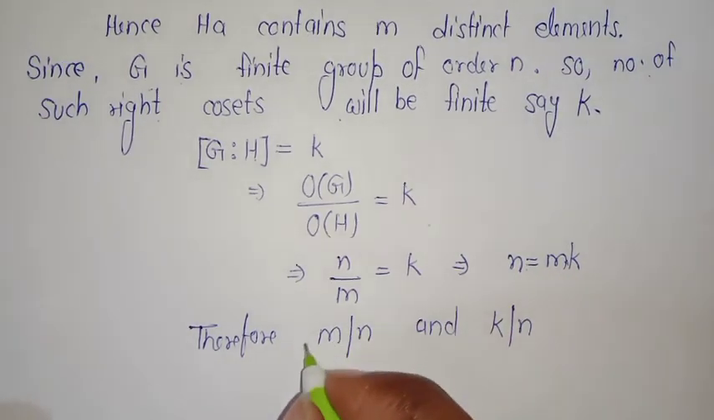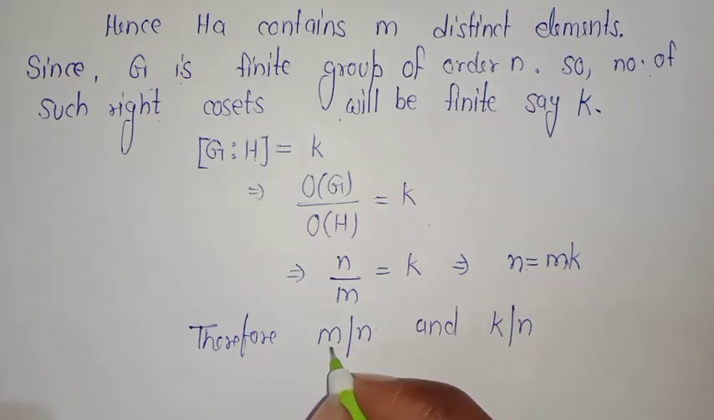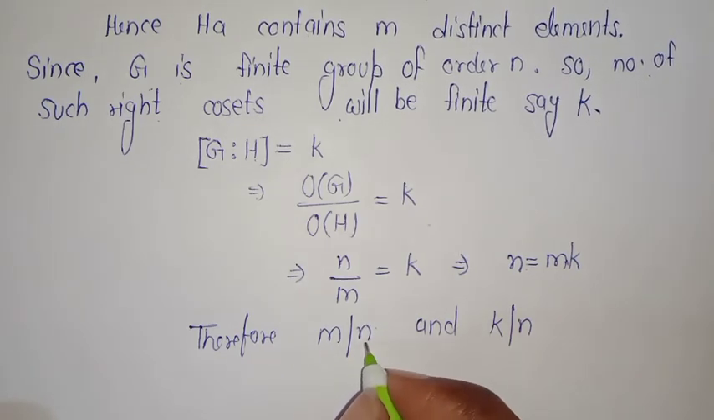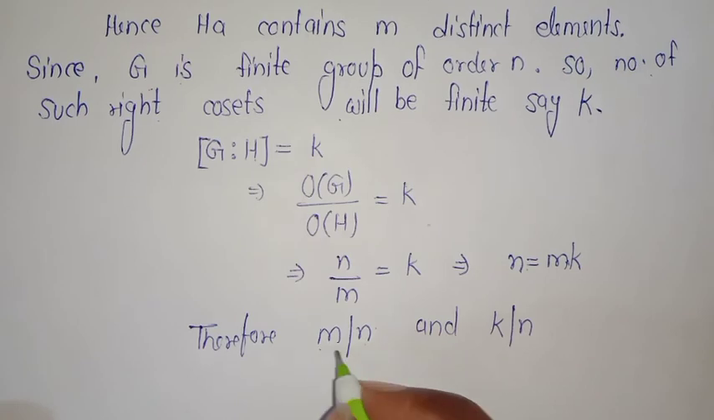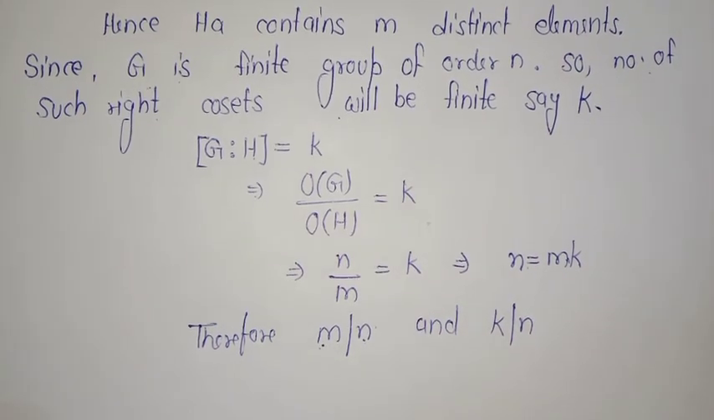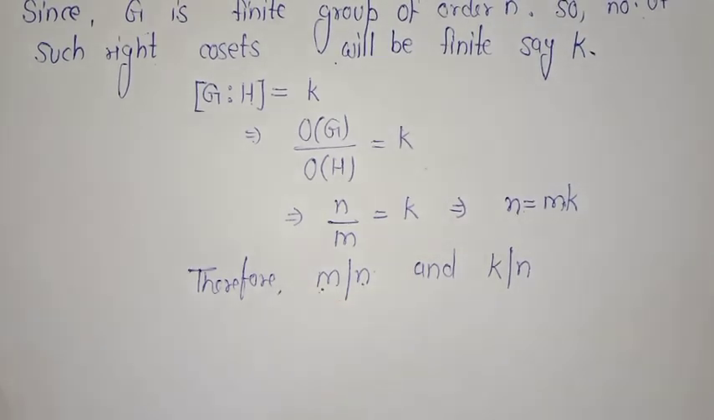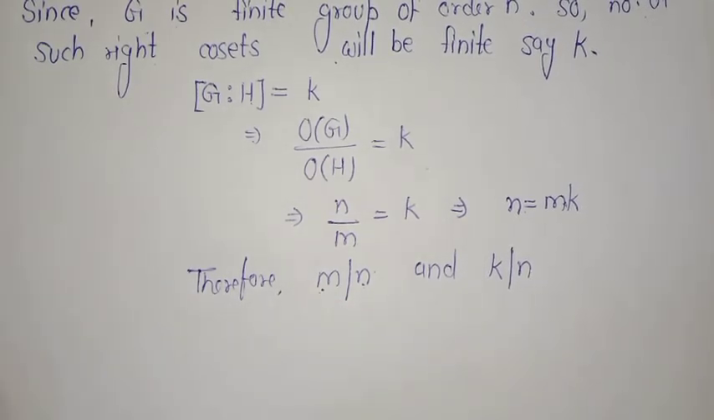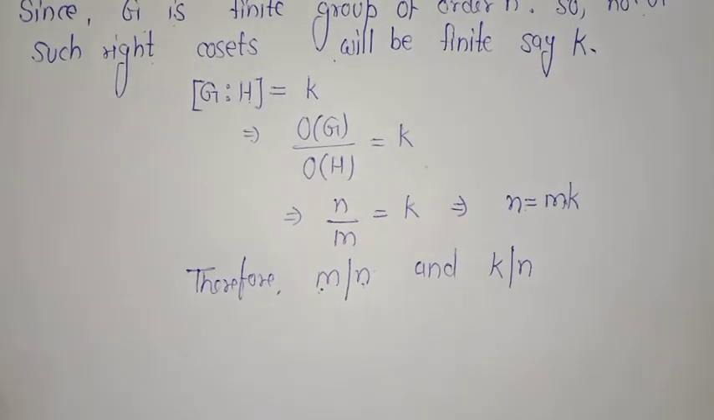So if m divides n, then m is the order of the subgroup and n is the order of the group. So from here we can say that the order of the subgroup divides the order of the group, and this was Lagrange's theorem. I hope you guys are getting my point, and I hope Lagrange's theorem is clear to you.